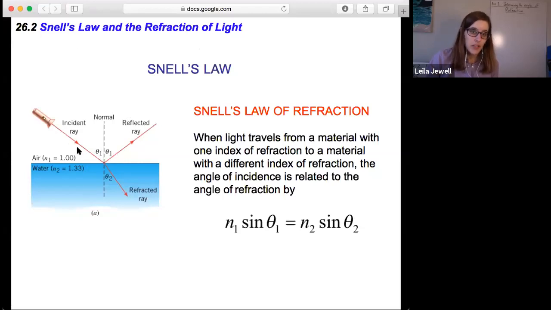But some of the light, because water is transparent, will also pass into the water. But as it passes into the water, the angle that it comes into the water at is different than the incident angle. So theta 2 is known as the refracted angle, and it will depend on the relative indices of refraction here, n1 versus n2, where 1 is always the incident side and 2 is the refracted side. So let's take a look at an example of this.